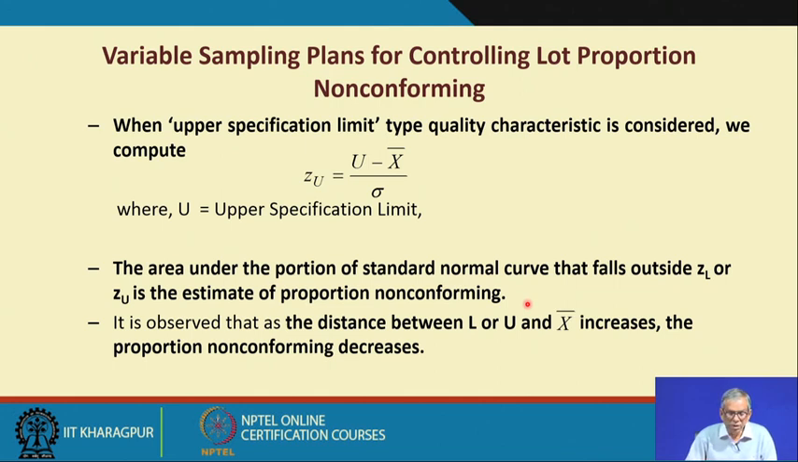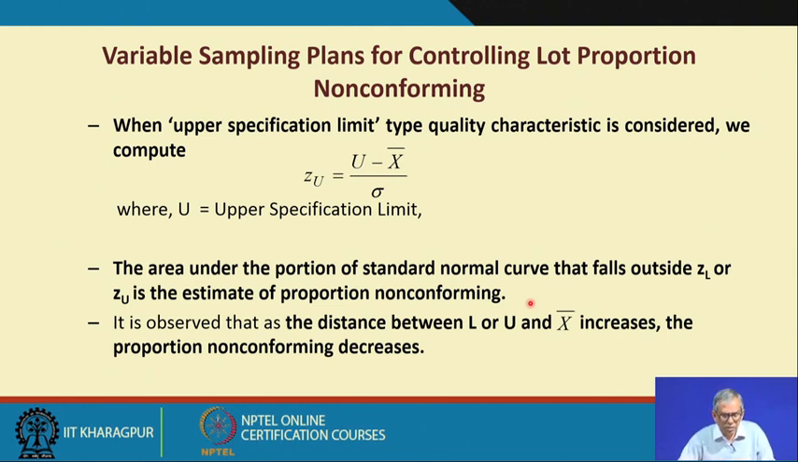So this is the way to get these values very easily. Here I have explained that the area under the portion of the standard normal curve that falls outside ZL or ZU is the estimate of proportion non-conforming, because here you are indexing your plan with respect to the proportion non-conforming. So how do you define good quality? When the proportion non-conforming is very, very low. How do you define bad quality? When the proportion non-conforming is very high.